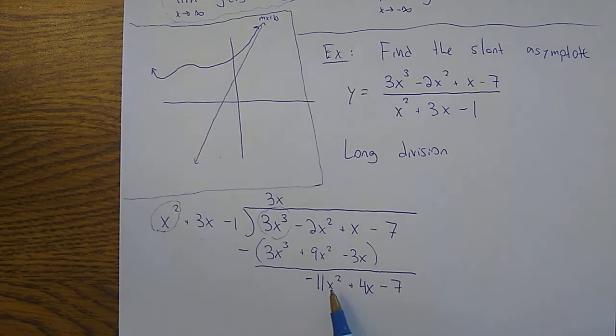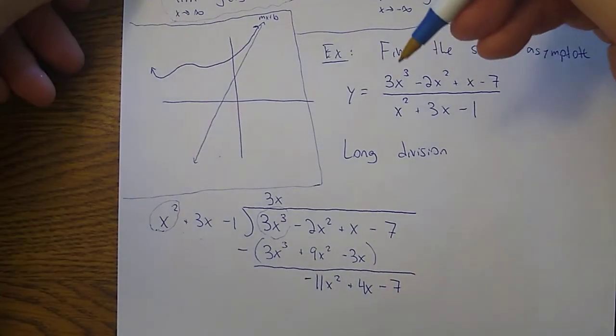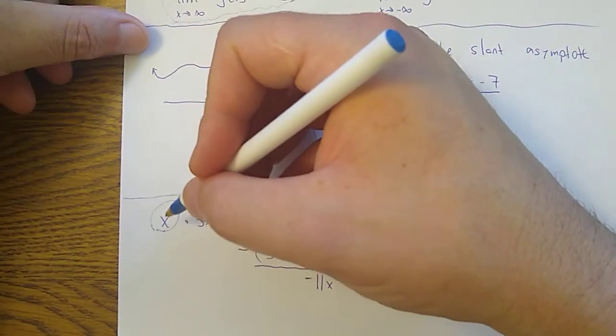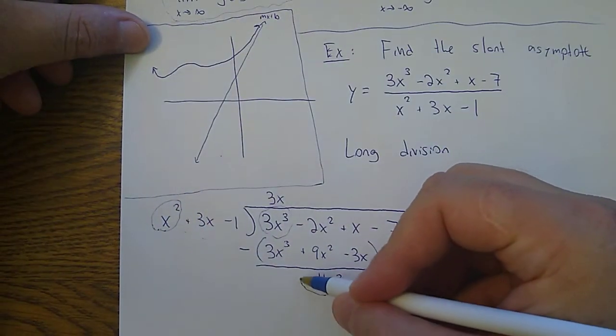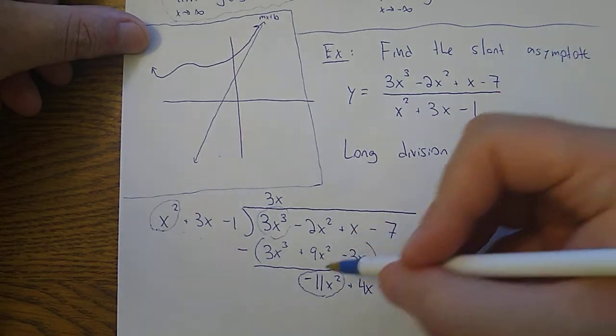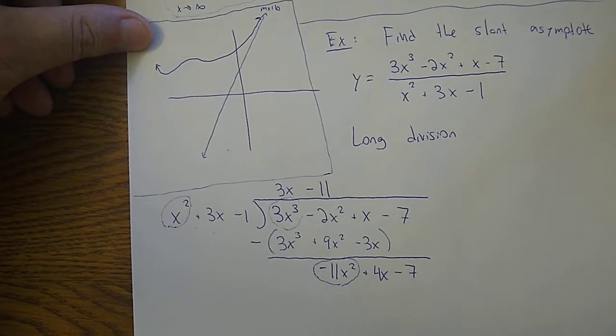Now, I know that I'm done when the degree of this is smaller than the degree of this. I'm not done yet because the degree of this is 2 and the degree of this is 2. I'm only done when this degree is smaller. So I have one more step to go. I'm going to do the same thing. Now I'm going to say, what would I have to multiply this by to get this? And the answer to that question is -11, which is what I write up there.